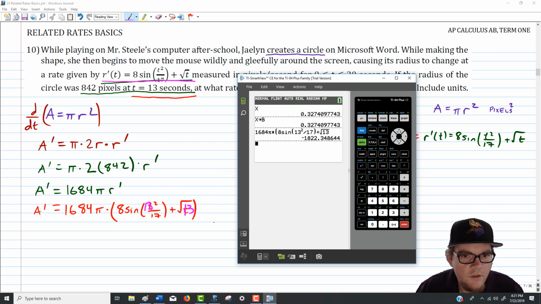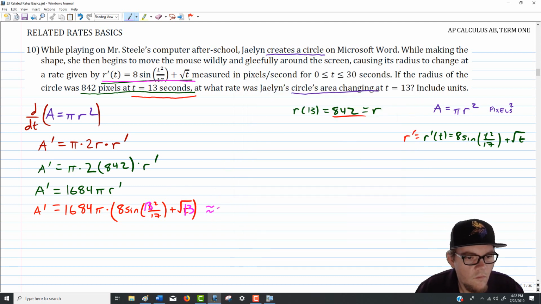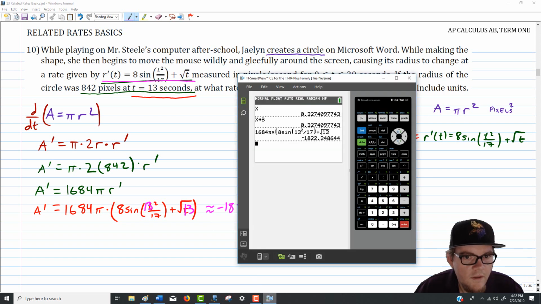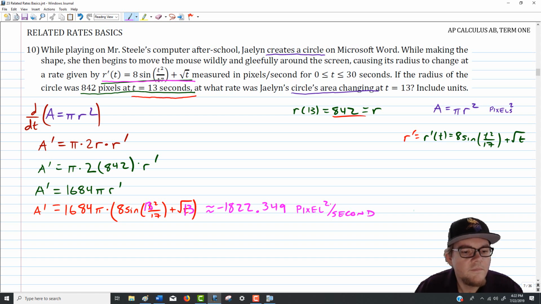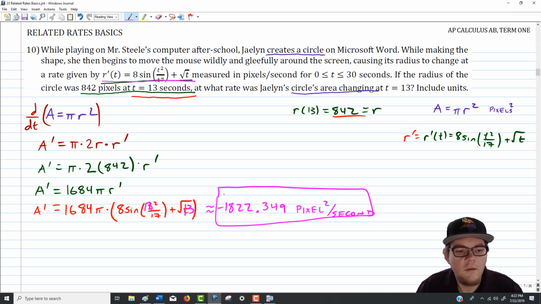Negative 1822.349. So there is our area's rate of change, in pixels squared per second. Since it's an area, we need those length units squared, and then the time units stay consistent. There is our work. We've done a good job through question number 10.